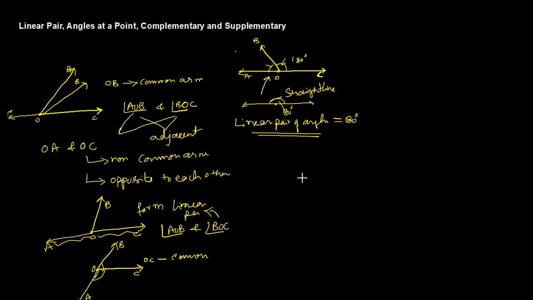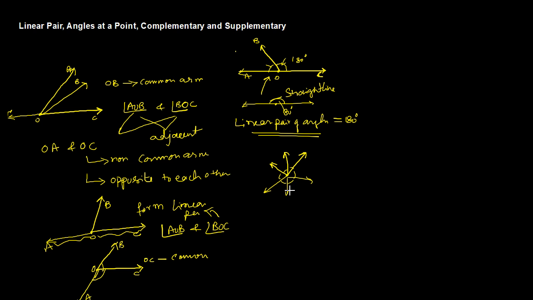So now, angles at a point. This is a point. How many angles can I have at a point? Any number. So first let's try to understand how many rays I can draw from a point. As we already discussed, an infinite number of rays. So how many angles can I make at a point? Any number of angles, many angles.